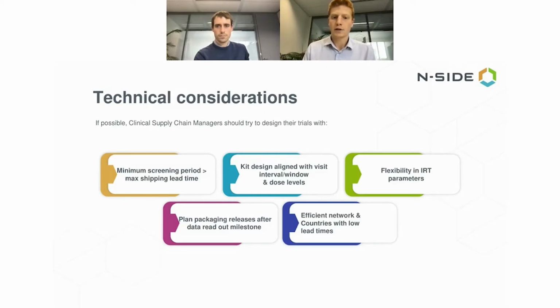And the last one might be a bit basic, but the bottom line is to try to have an efficient supply network. So it means countries with low lead time. Try also to have the minimum amount of local hubs, because every time you add a hub, it means adding a step between the manufacturing and the patient dispensing, so increasing the waste.